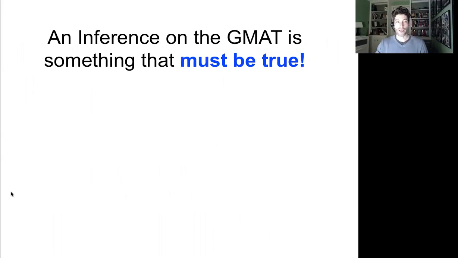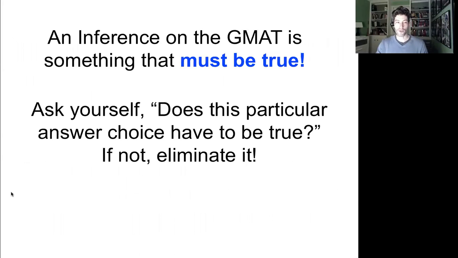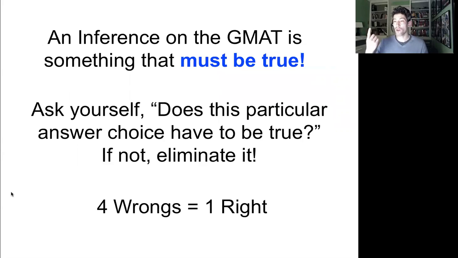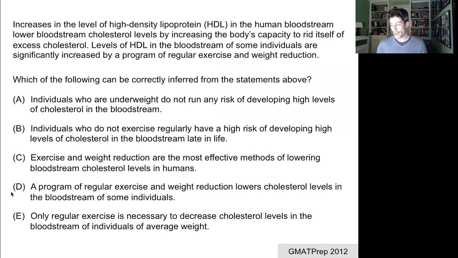So if you remember that an inference on the GMAT is something that absolutely must be true, go through the answer choices and just ask yourself, hey, does this particular answer choice have to be true, right? Does Jeff have to be an above average basketball player? No, obviously, right? So if not, you can eliminate that answer. And you should be able to eliminate 4 of those, leaving 1 left standing, and that will be the proper inference. So let's go ahead and do that for this one. I've already kind of spilled the beans a little bit that D is the correct answer, but let's find out why the other ones don't have to be true.